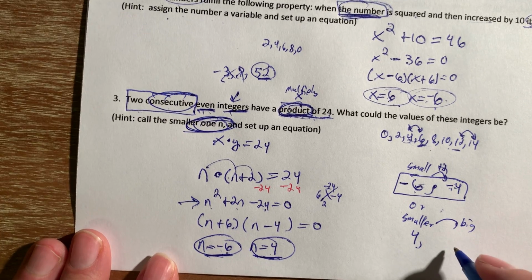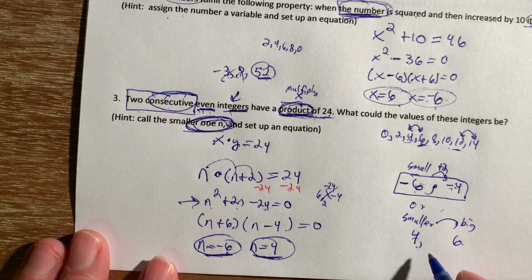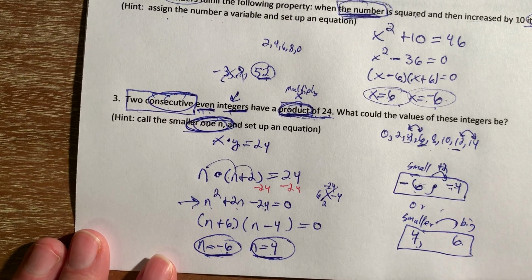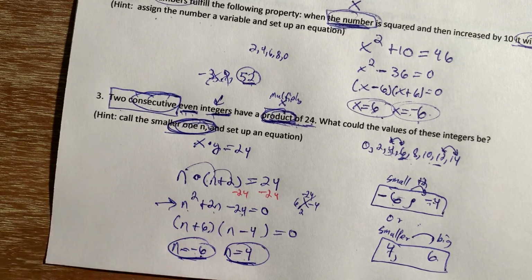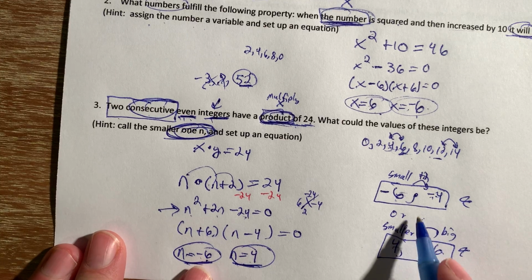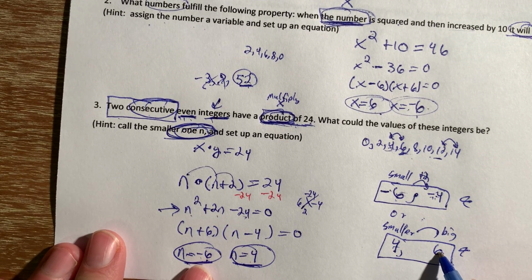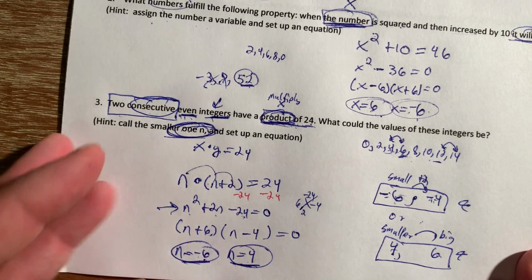Well, the next consecutive integer after 4 is 6. And these also multiply together to give 24. So 4 and 6, or -6 and -4, are the two possible pairs of integers that are even and consecutive, they come one right after the other. 4, then the next one is 6. -6, the next one up is -4, and they multiply to make 24.